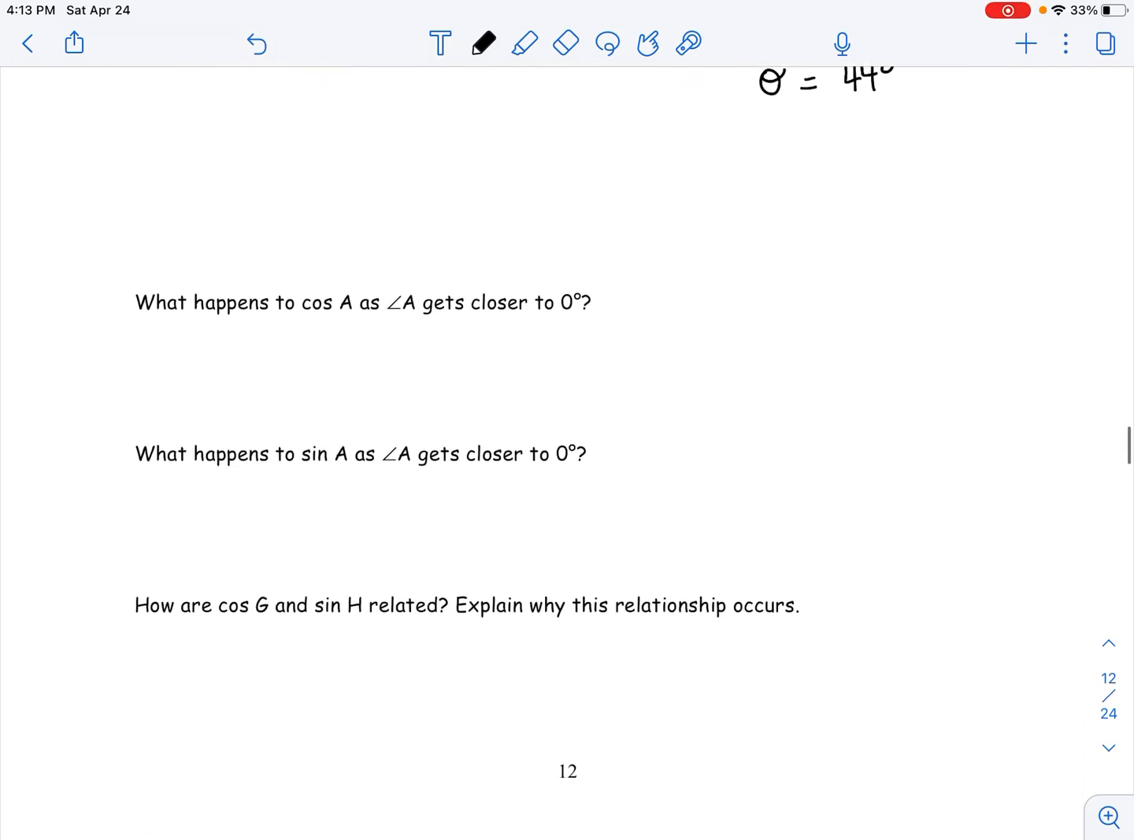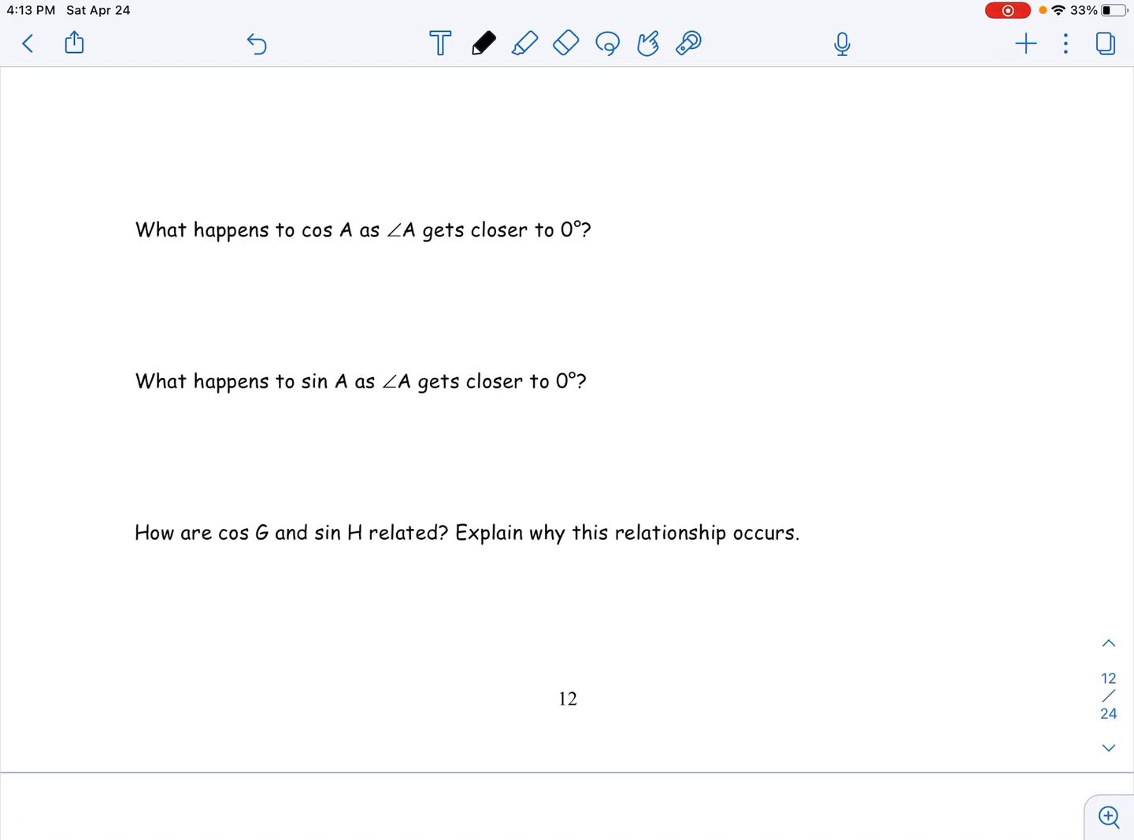Okay, so make sure you use the right ratio. What happens to cos A as the angle gets closer to theta? What happens to cos A? So let's look at what the ratio is equal to. If I start off with a bigger number, let's try cos of 80, and then we'll go down from there.